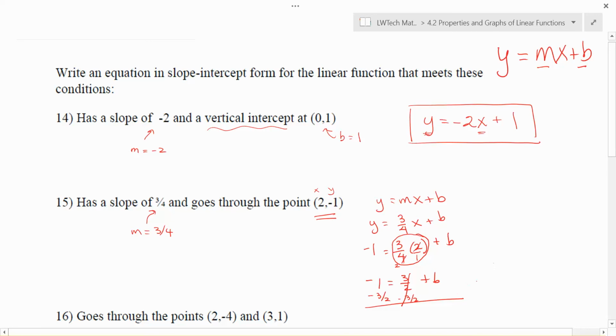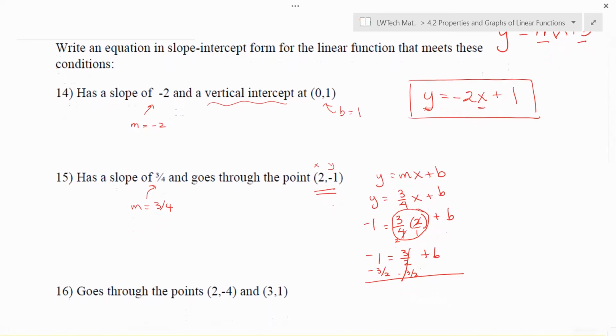And that will be my final solution for b. So let's go ahead and do that. Keep in mind that we would need a common denominator here, so this is like -2/2 minus 3/2, and that ends up giving us a -5/2 altogether for my b value.